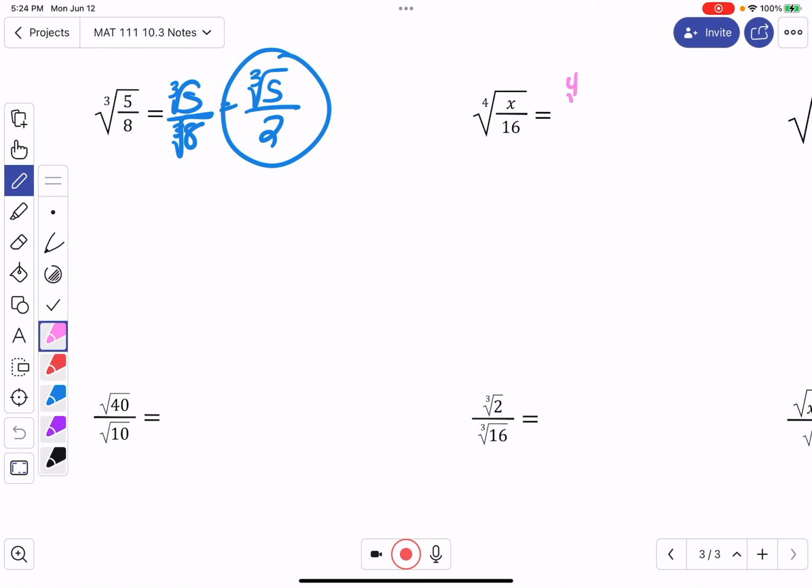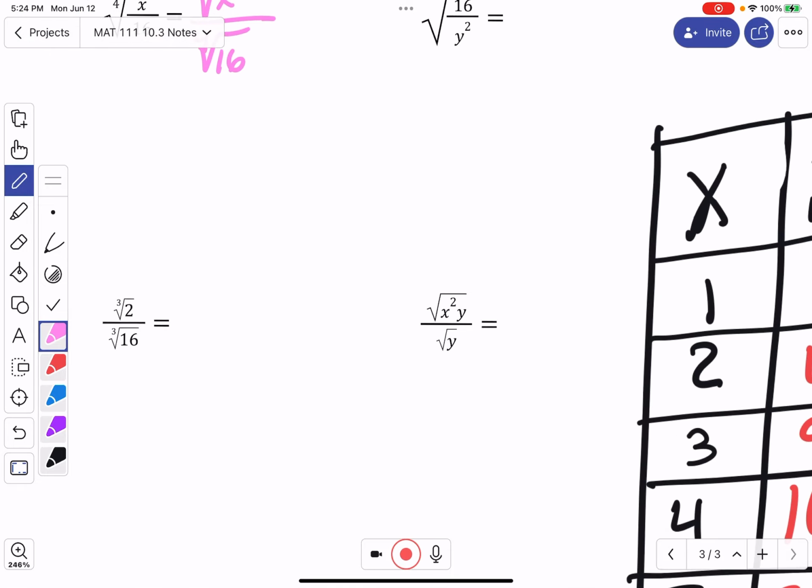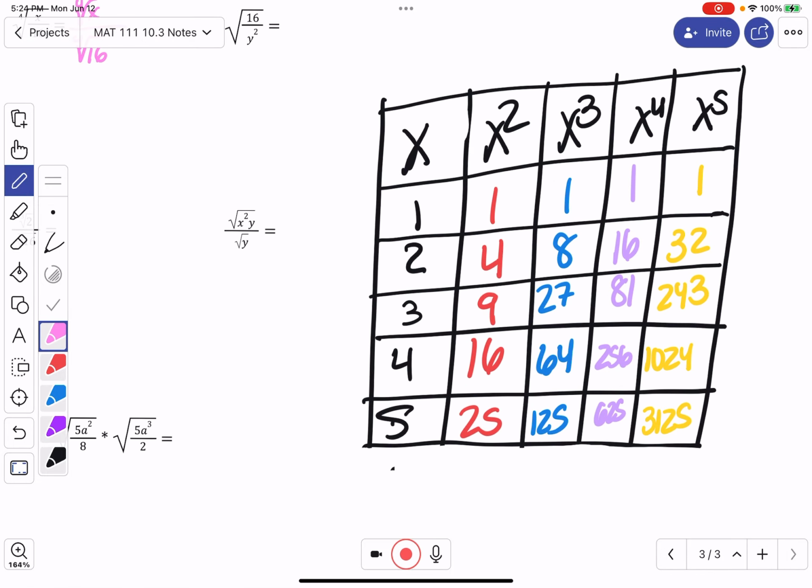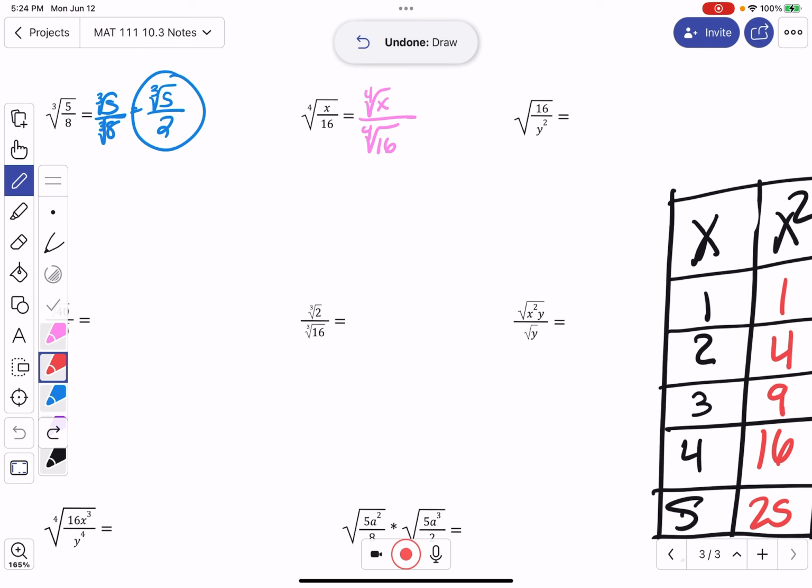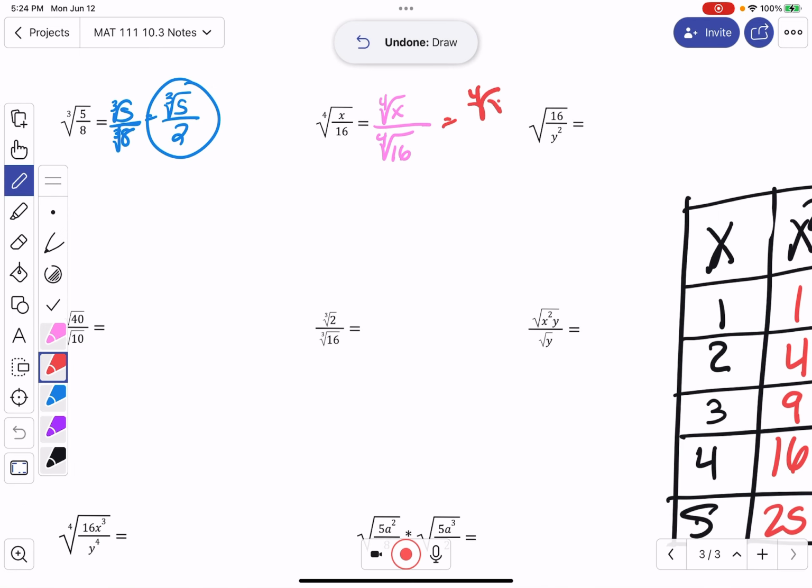We have the 4th root of x over the 4th root of 16. If I use my table, we go from 4, 16 to 2. So the 4th root of 16 is 2. So this becomes 4th root of x over 2.